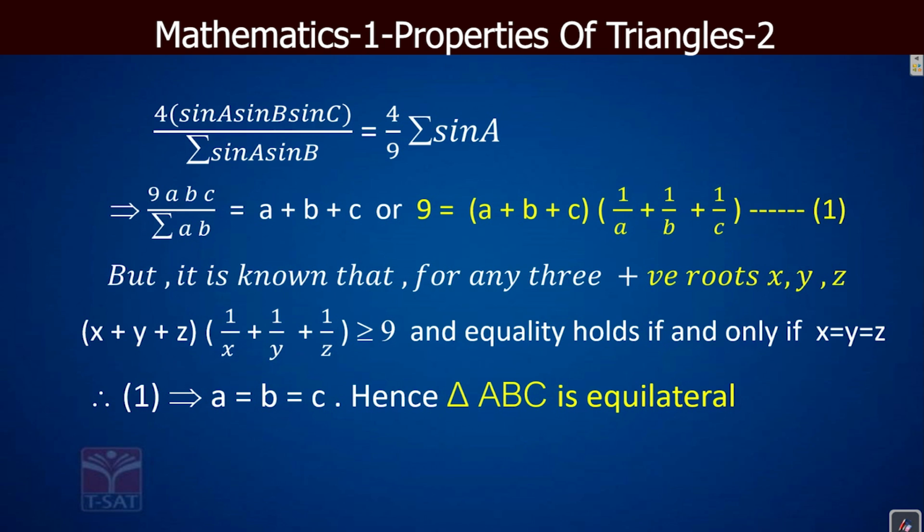So here we have used the sine rule, but lastly what we have used is the AM-GM inequality. For any positive real numbers x1, x2, ..., xn, (x1 + x2 + ... + xn)(1/x1 + 1/x2 + ... + 1/xn) is always greater than or equal to n square, and equality occurs when x1 = x2 = x3 = ... = xn. So the correct option is equilateral triangle, number 1.